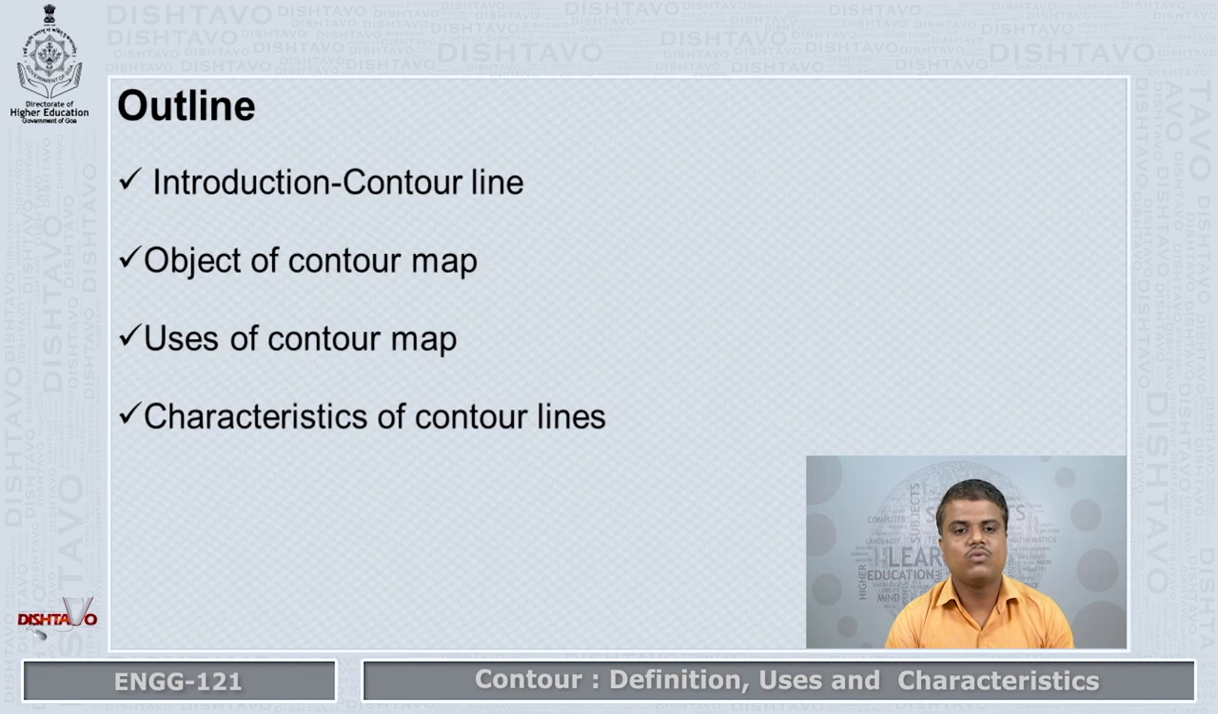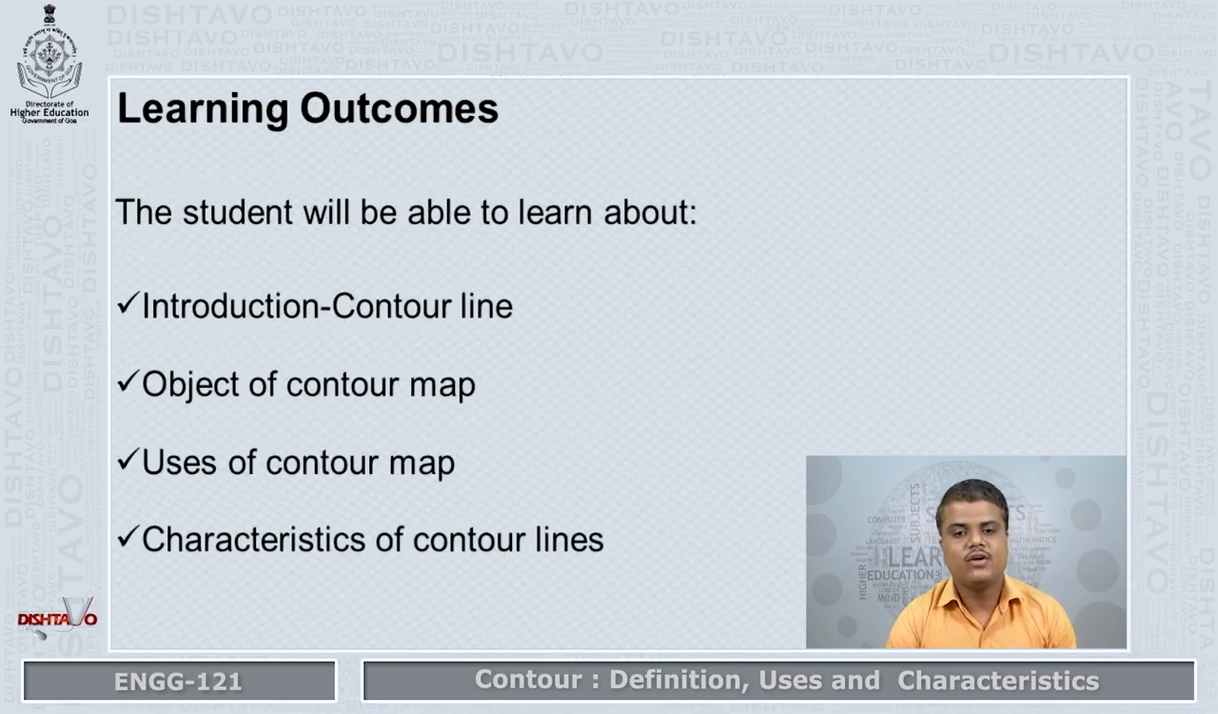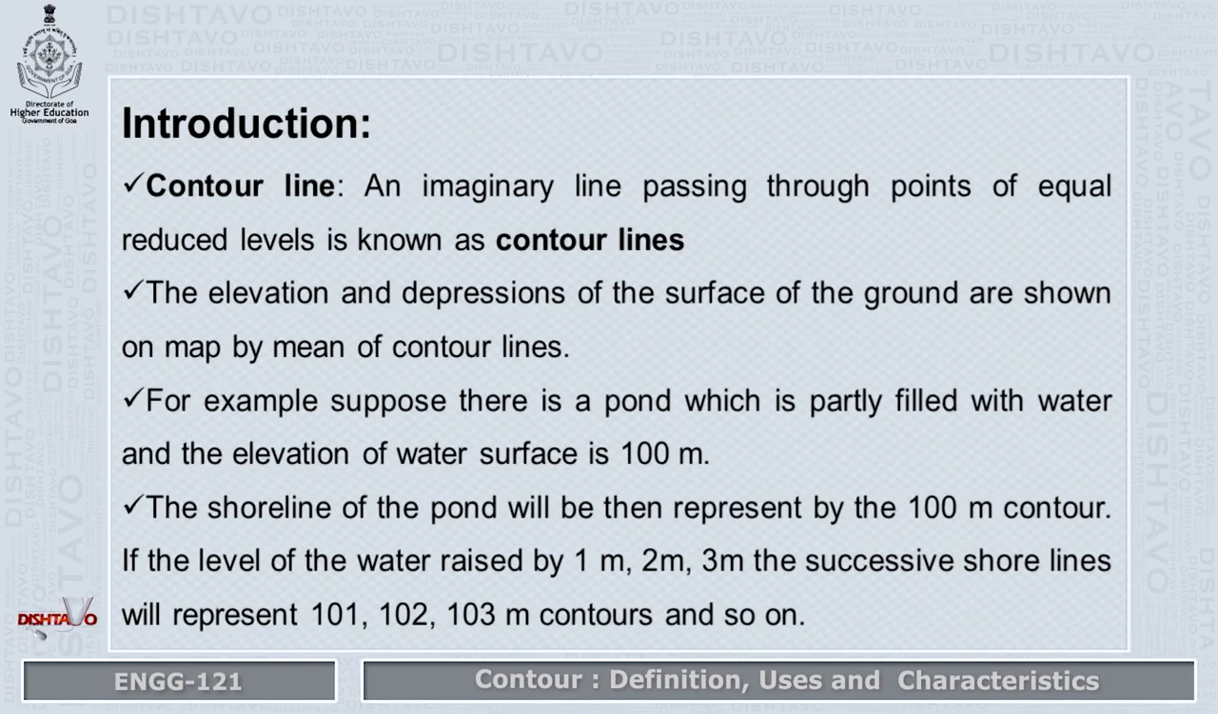The outline of this module is introduction, which means we will study here the contour line, its definition, object of contour map, uses of contour map, and different characteristics of these contour lines. At the end of this module, we will be able to learn about different concepts related to the contour line, object of contour map, uses of contour map, and characteristics of these contour lines.